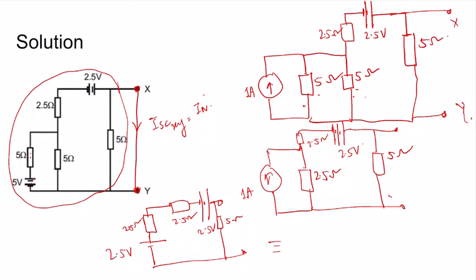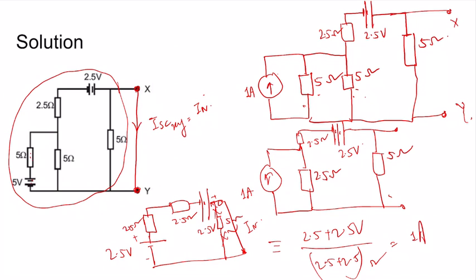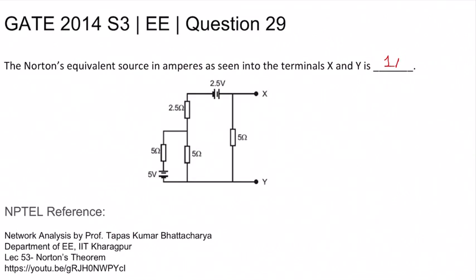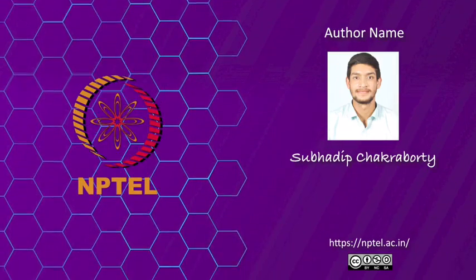The Norton current is the short circuit current for these two nodes. So when you short these two nodes, this 5 ohm resistance goes out, and hence the Norton current is determined as 2.5 plus 2.5 volts divided by 2.5 plus 2.5 ohms, equal to 1 ampere. So the answer is 1 ampere.